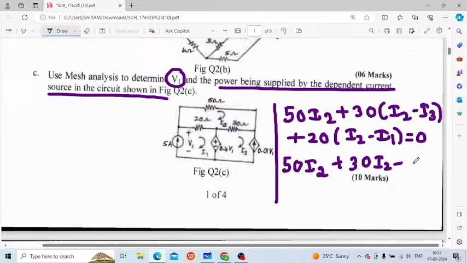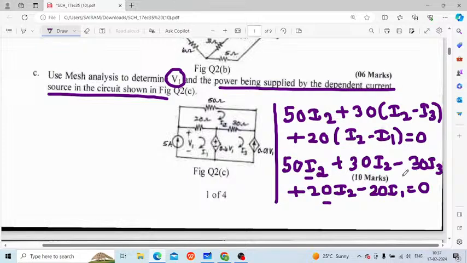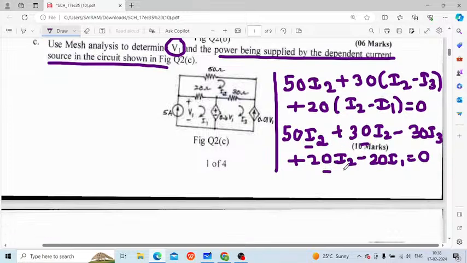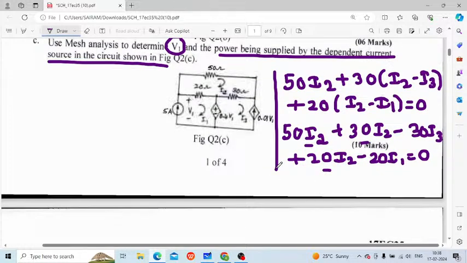What I can say, minus 30 I3. So it is plus 20 I2, and minus 20 I1, which is equal to 0. So now I can see that 20, 50 and 30 will give me 100. Fine. 50 plus 30 is 80, 80 plus 20 is 100. So I get it as 100 I2.